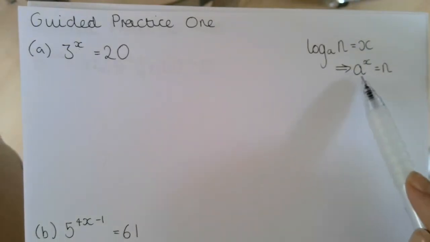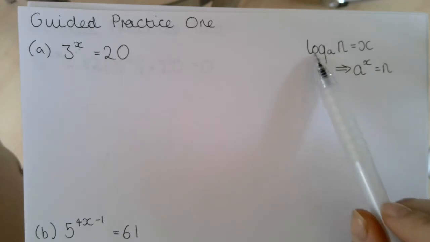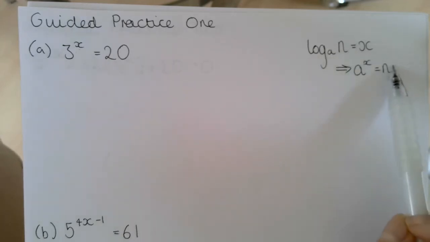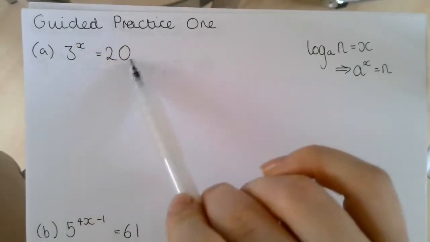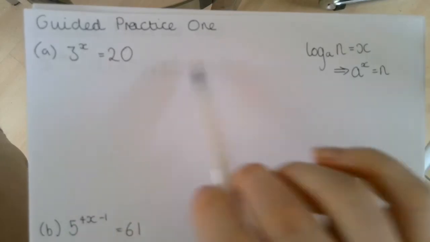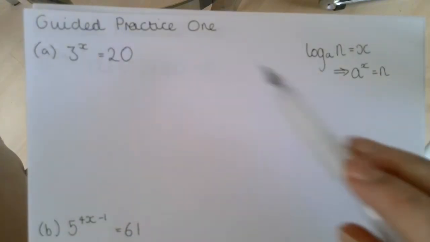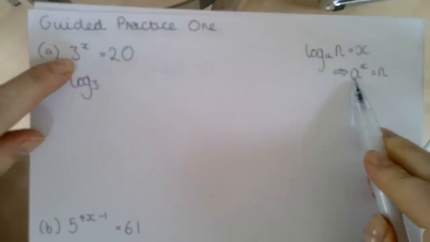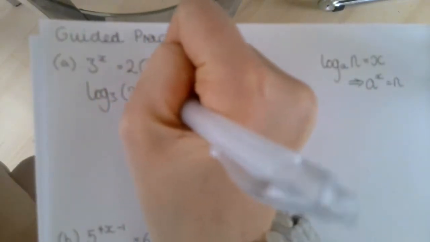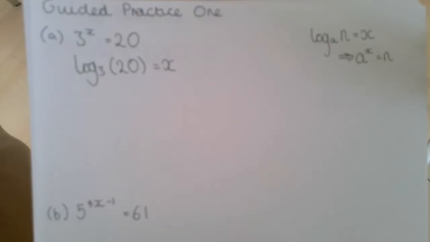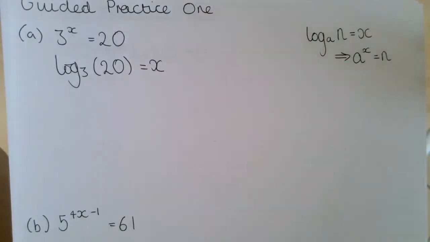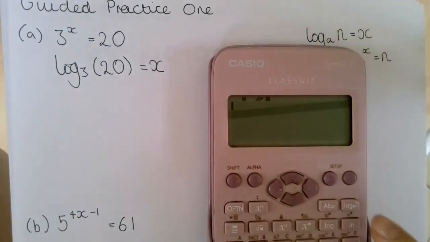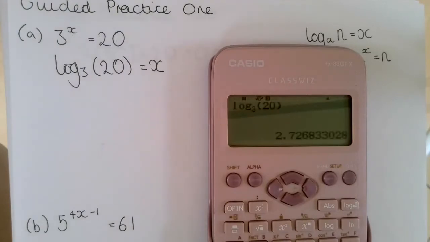Now I've written this down here. It says a to the power of x equals n is the same as log base a of n equals x. If we compare this equation to this notation, we've got that a equals 3, x equals x, and 20 equals n. So if we rewrite this in terms of logarithms, we've got log base 3, our value of a, of n, which is 20, is equal to x.